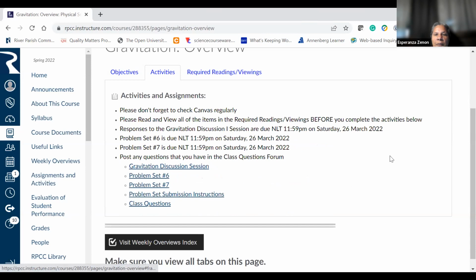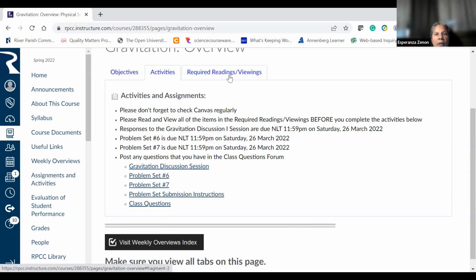So on your plate for this class this week, you have the discussion on gravitation that's due by Saturday. Don't forget, post your answers and then reply to 2 of your classmates. And then you have problem set 6 and 7. Both of these problem sets are on Newton's laws from last week.